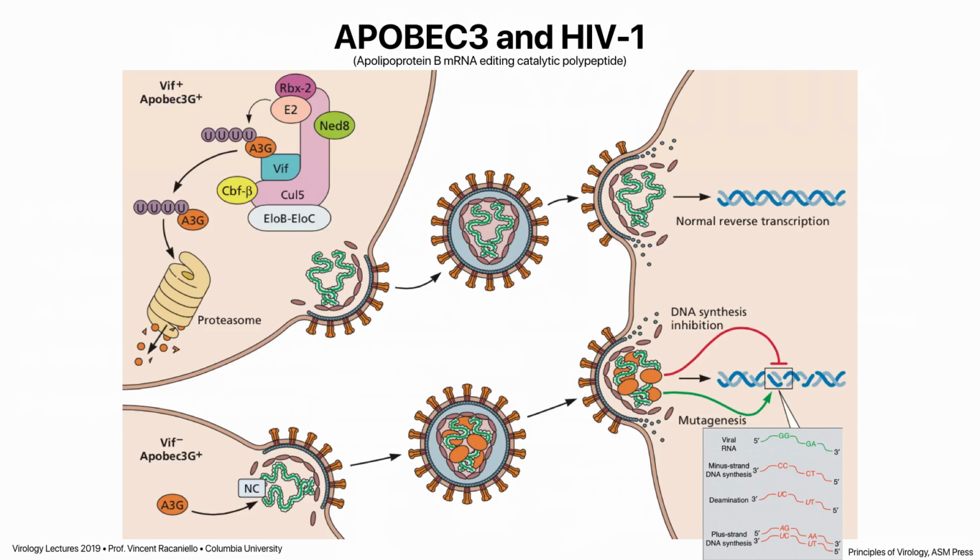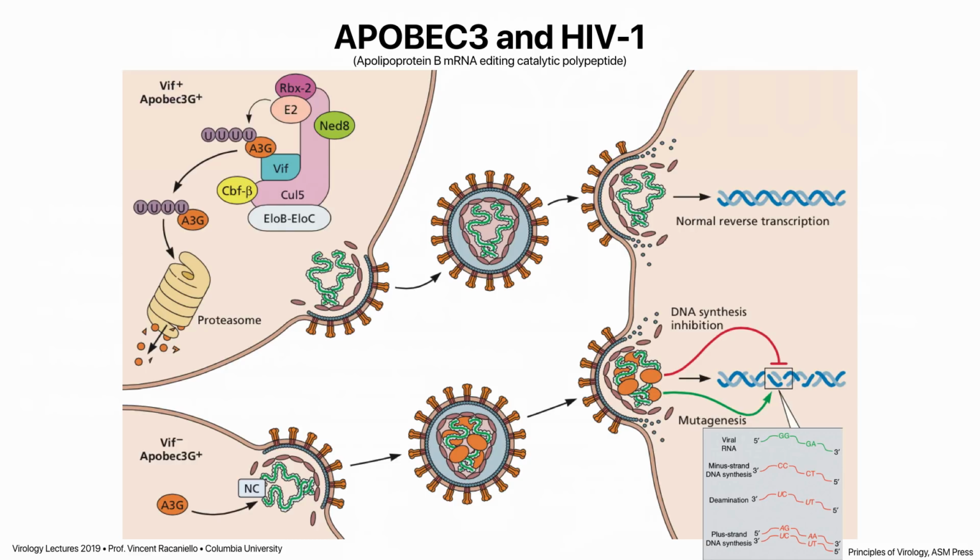You remove the amine from the C, it becomes a U. And now when you replicate or copy the DNA and make the second strand, you make mutations all over the place. You make hundreds of mutations because there are hundreds of C's in the DNA, and that mutates the virus to lose its infectivity. This has been called a weapon of mass deamination, WMD. Why does HIV exist with this?